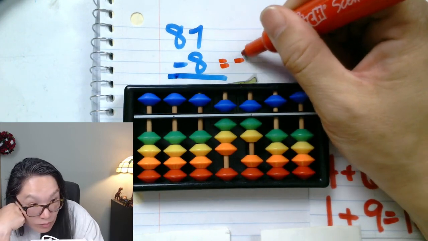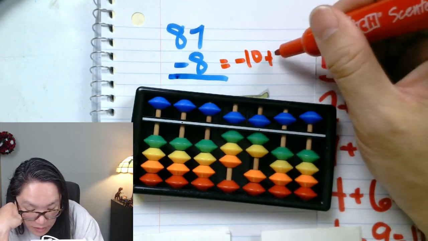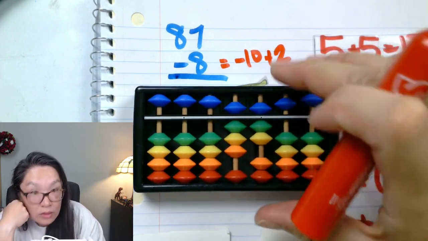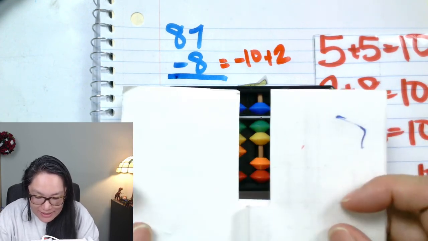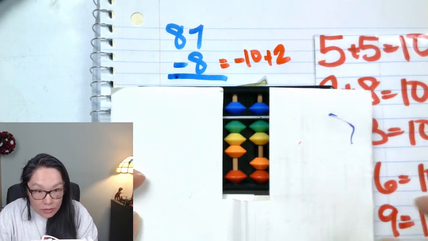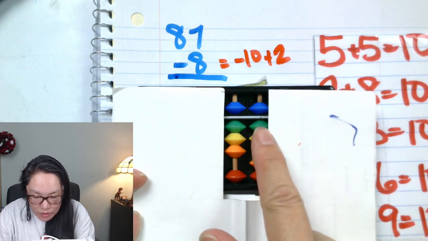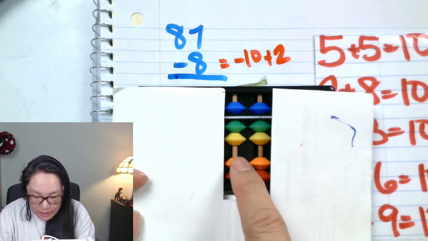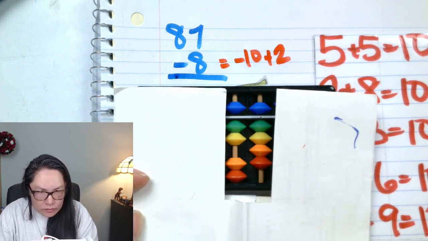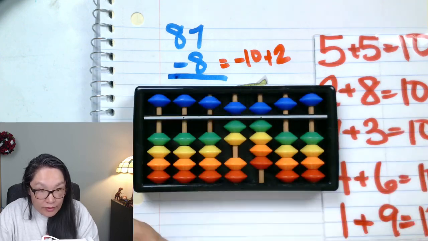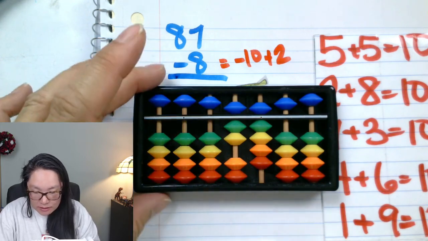Minus the 8 equals minus 10 plus 2. So what am I doing? I'm going to minus the 10. So I'm going to take away, remember this is 0 and 1. So I'm going to minus the 1. I'm going to add the 2. And I add my 2. So my final answer is 79.